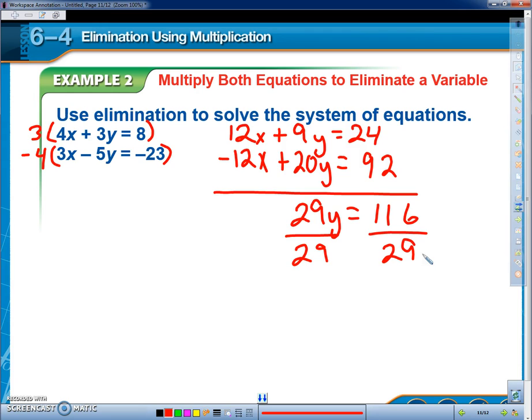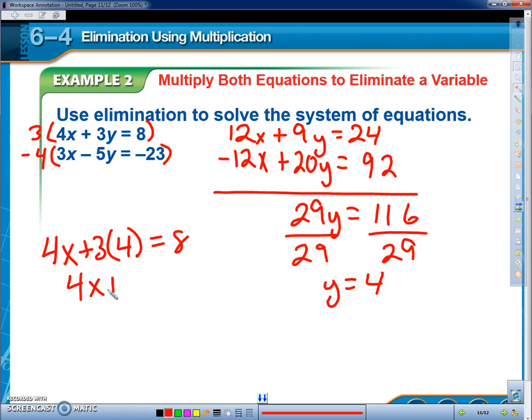Let me go into my little calculator here just so I don't mess up. 116 divided by 29 is 4. All right, so I've got y equals 4. And I had to multiply both of those to get rid of that. Now, I can take the y equals 4 and put it into either one. Let's just use the top one. 4x plus 3 times 4 equals 8. 4x plus 12 equals 8.